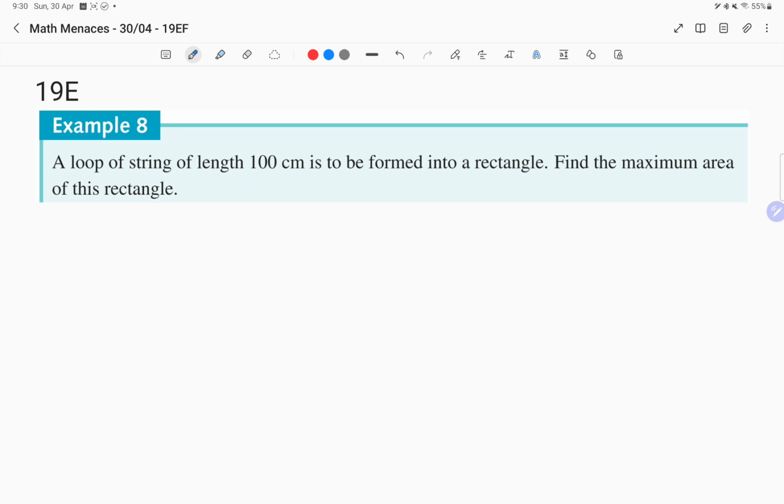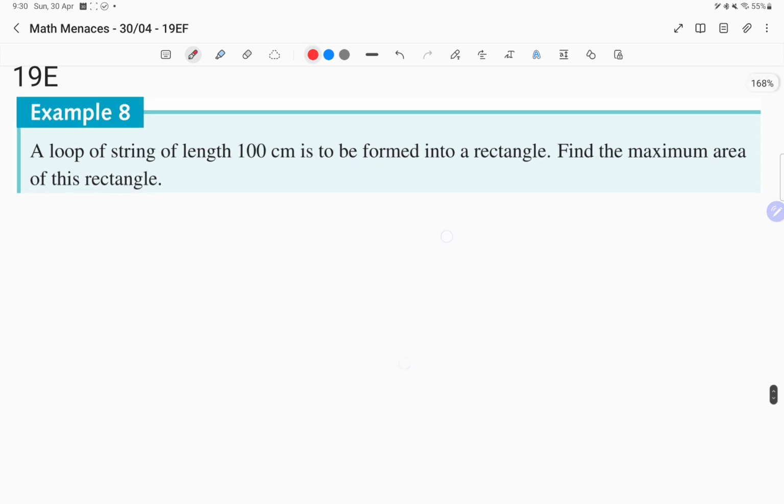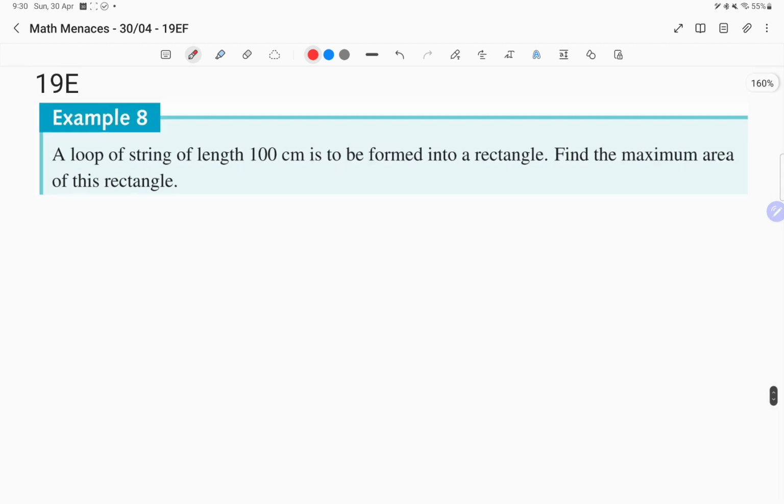Now from this point onwards, it's just do as many questions as you can. The more questions you do, the higher your score will be. I guarantee that. It's so important that I'm actually repeating it again. So let's have a look at example 8.